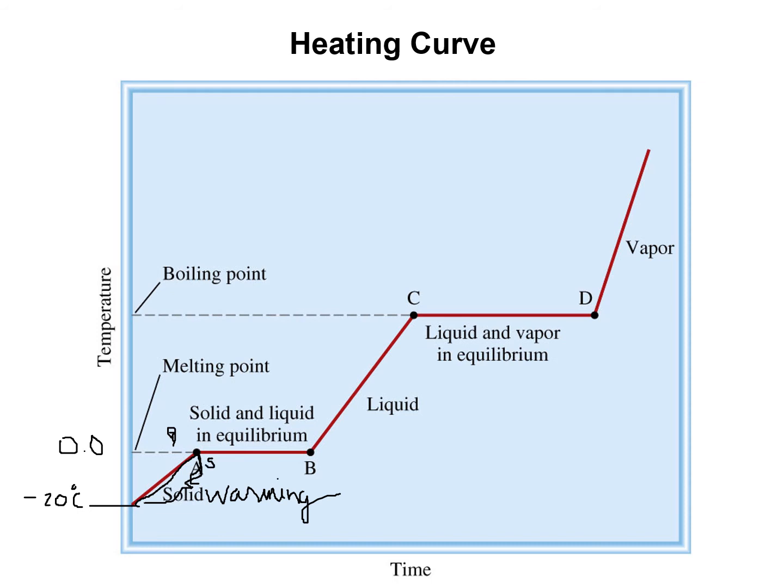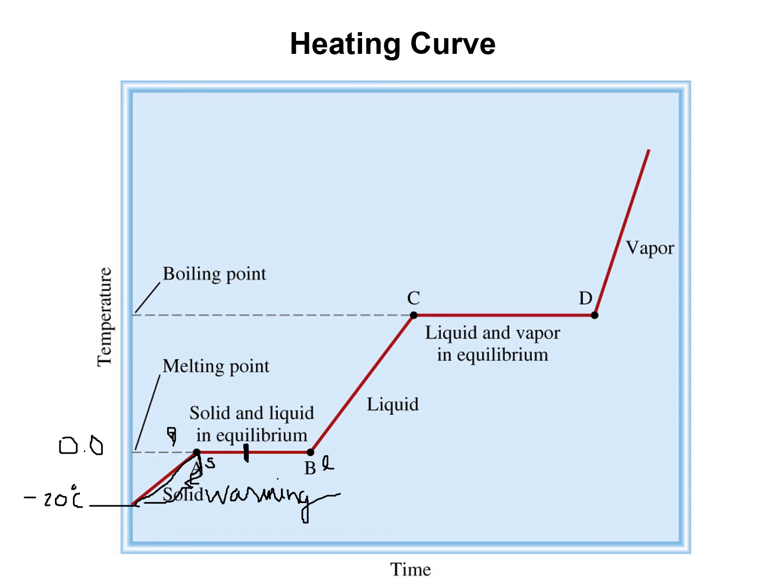As time goes on and we maintain that temperature at 0, we will reach a point of equilibrium. But if we continue maintaining that temperature, after a certain amount of time, the solid will be completely converted to a liquid. And then we can increase that temperature again. So from point B to point C, we are warming our water.